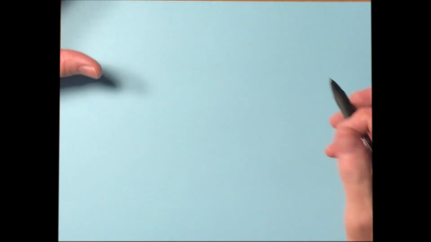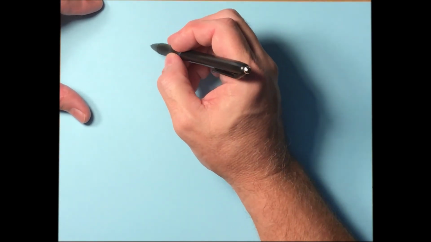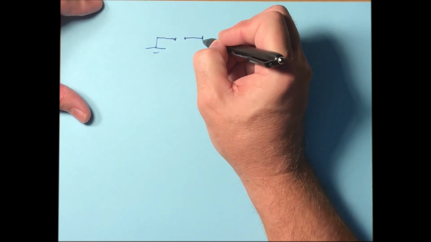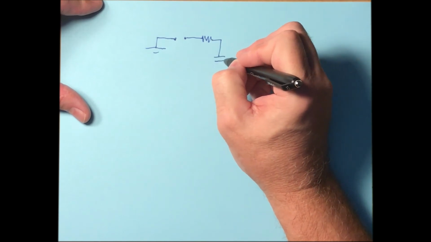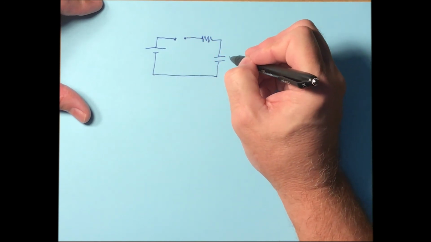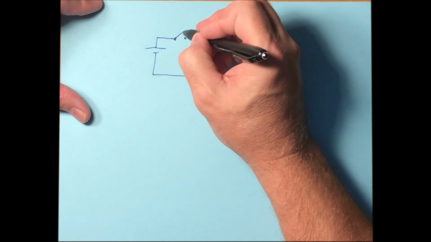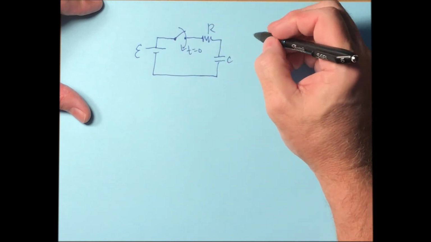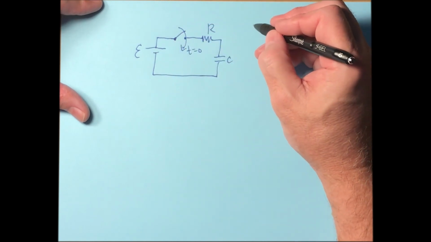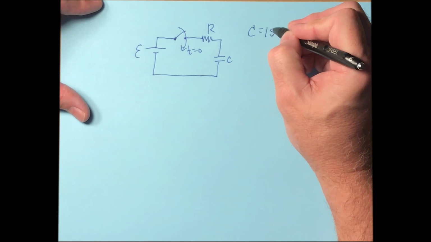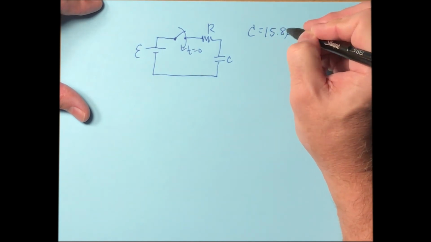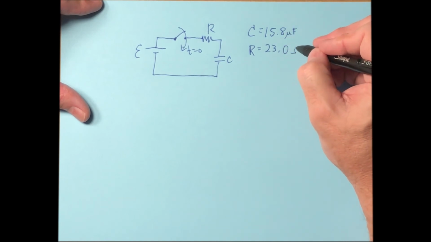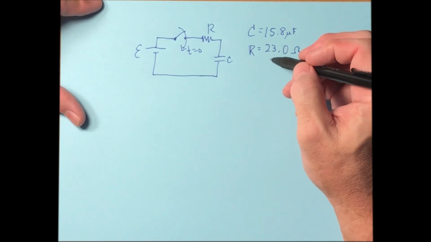Let's say that I've got a switch, resistor, capacitor in series. The switch is open but is closed at t equals 0. The values here: the capacitor is 15.8 microfarad, and the resistor is 23.0 ohms. Now here's the question.